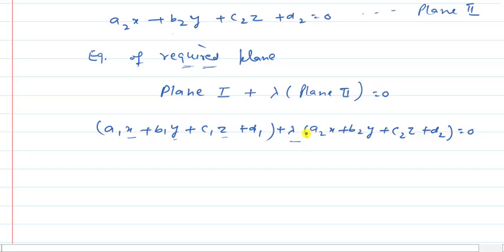Let me take examples to show you what type of conditions may be there to find out this type of plane and how to solve them.